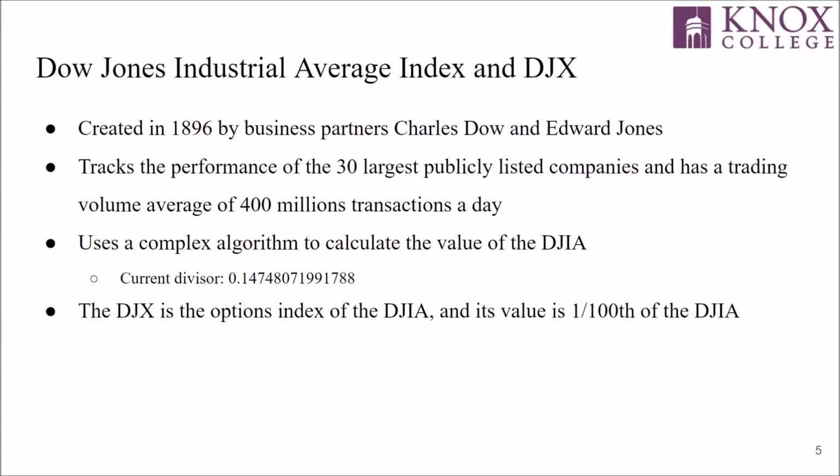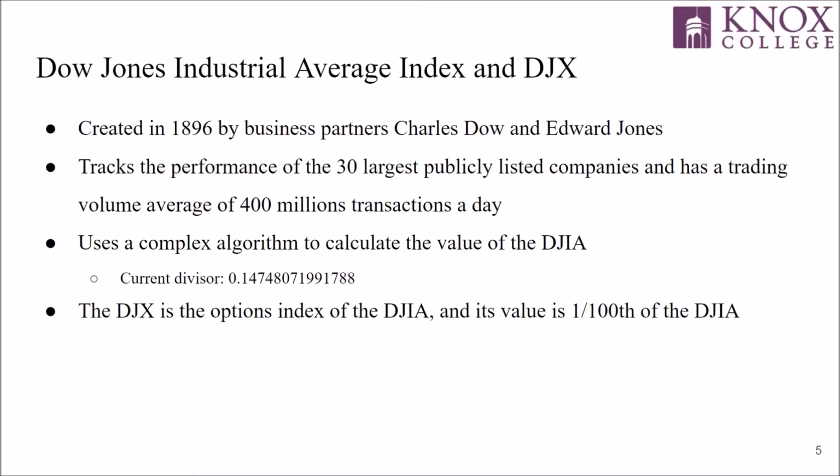So the Dow Jones Industrial Average Index and the DJX. It was founded in 1896 by two business partners, Charles Dow and Edward Jones, hence the name Dow Jones. And what it does is it tracks the performance of 30 largest publicly traded companies by market capitalization. And on average, it has about 400 million transactions a day across it.